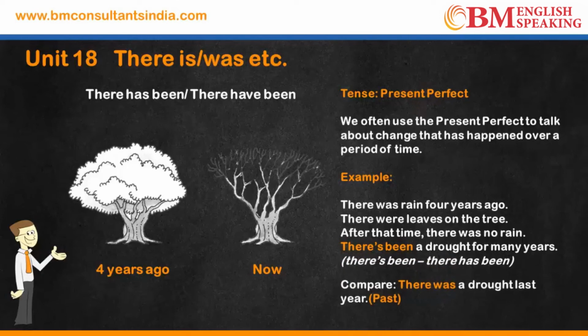Let's compare. There was a drought last year. That is in the past simple tense. गए साल ड्रॉट हुआ था. ये हुआ past simple tense. But बहुत सालों से रहा है, अभी तक है, तब हम बोलेंगे there has been a drought for many years, which means many years back it started. It is still there. Water is not available right now.